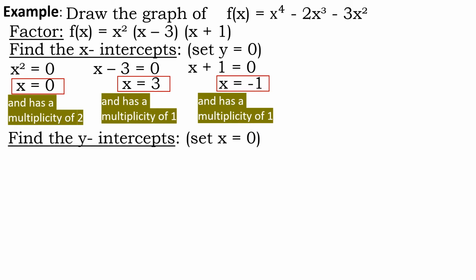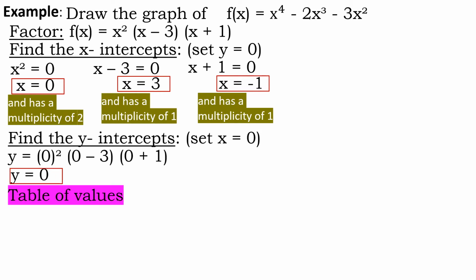Next step, find the y-intercepts. To find the y-intercepts, let us set x equal to 0. So, replace the value of x by 0. So, y is equal to 0 squared times 0 minus 3 times 0 plus 1. Any number multiplied by 0 is always equal to 0. Therefore, y is equal to 0. So, our y-intercept is 0, 0, or it is located at the point of origin.